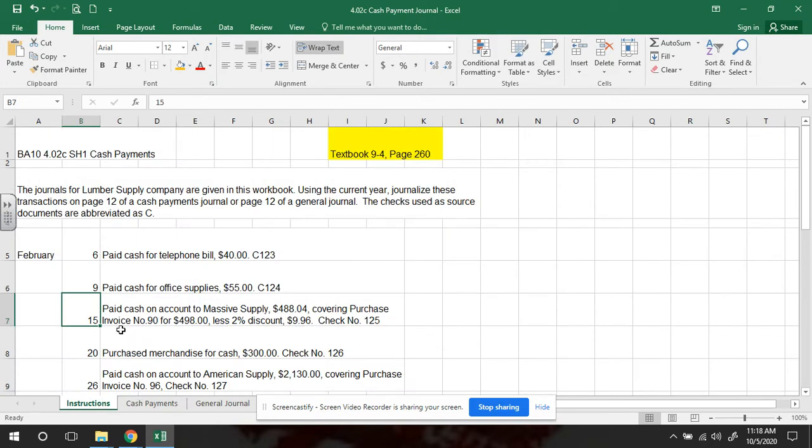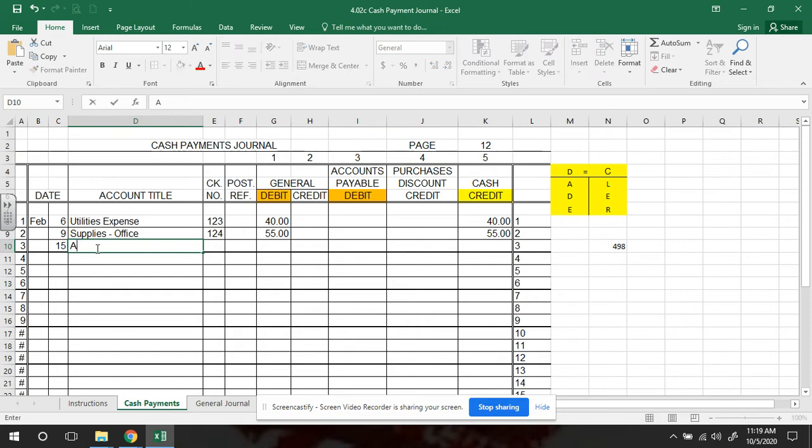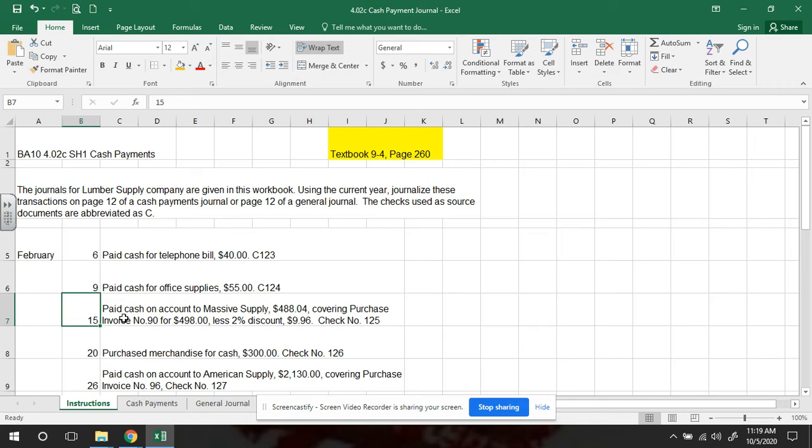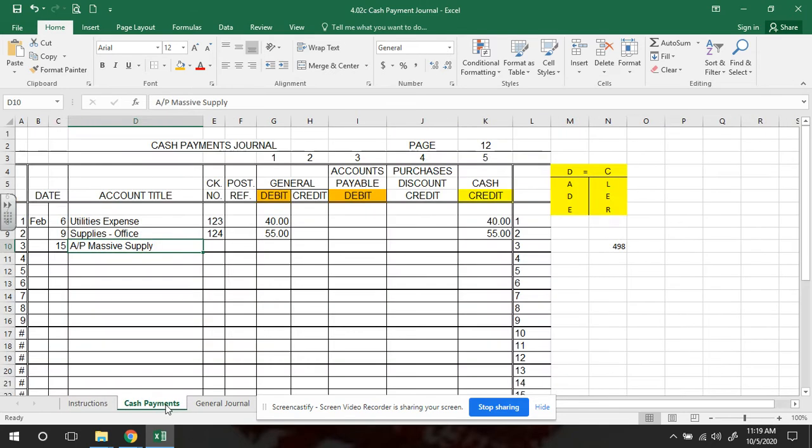And it says that it is paid on account to Massive Supply. So this is an accounts payable, Massive Supply. How do I know that? Because right here it says paid cash on account. Whenever I owe somebody, it's an accounts payable. I'm waiting to pay it.